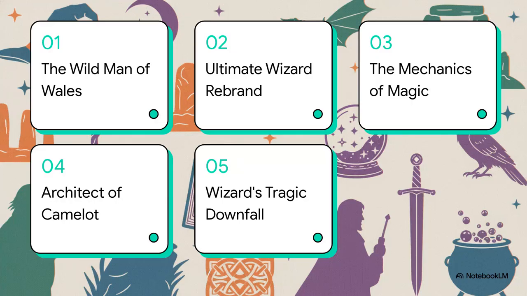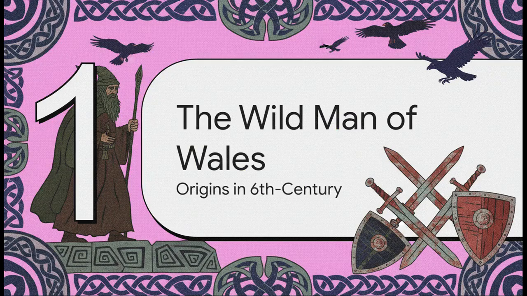To untangle all this mythology, we're going to follow 5 main chapters. First up, the Wild Man of Wales. Then, the Ultimate Wizard Rebrand. Third, we'll look at the Mechanics of Magic, followed by Architect of Camelot, and finally, the Wizard's Tragic Downfall. Let's get to it. Chapter 1. The Wild Man of Wales.